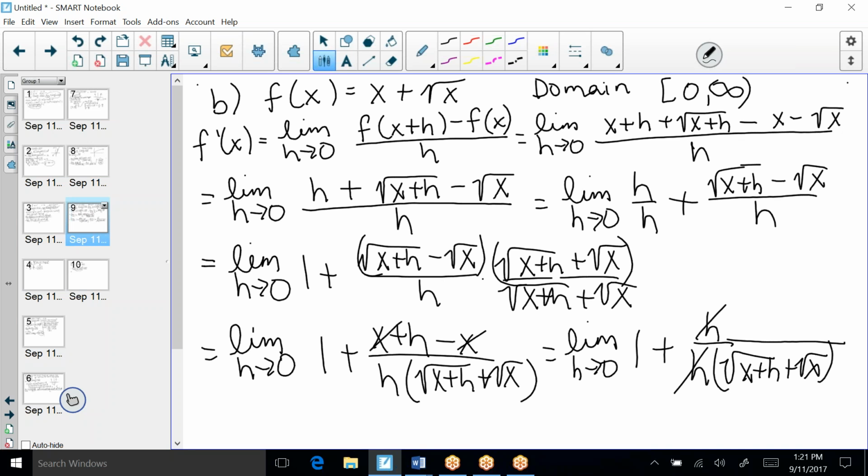And now we have to take the limit. So we're going to take the limit, and that's going to be equal to 1 plus, plugging 0 in for h in that denominator, again, we have 1 over the square root of x plus the square root of x. So just like before, that's going to be equal to 1 plus 1 over 2 times the square root of x. So that's going to be our derivative.